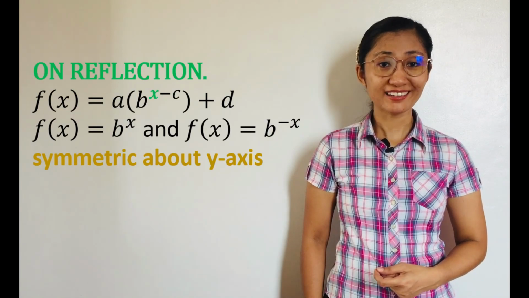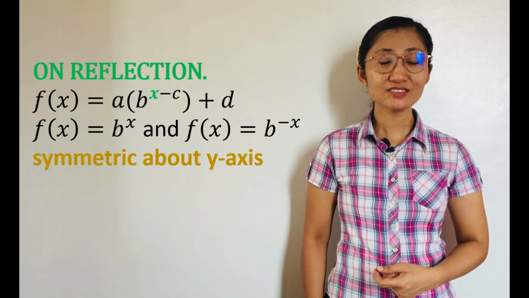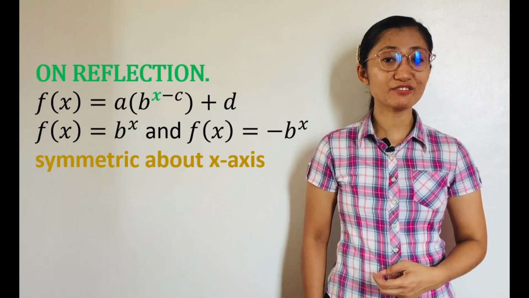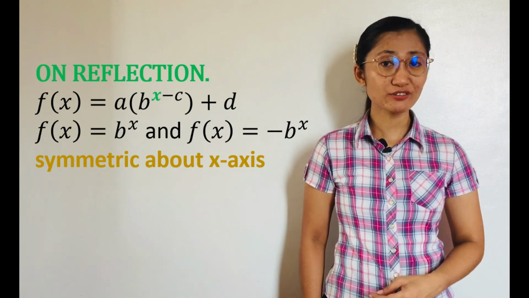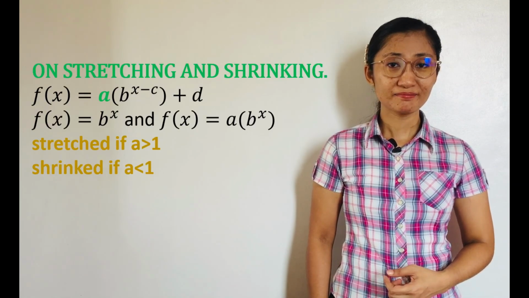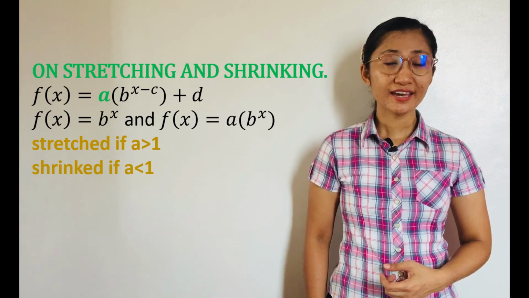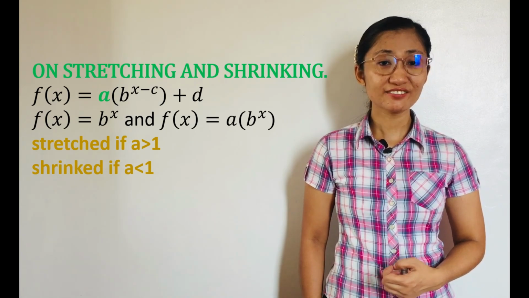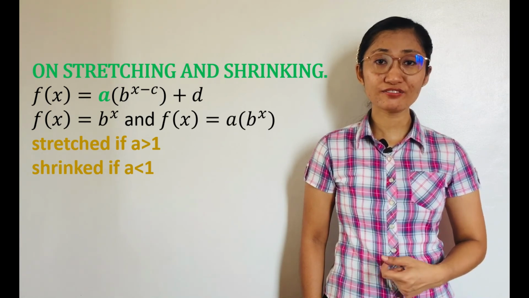This lesson is best learned not by memorization, but by understanding the concepts. So let's have a quick review. On reflection, the graph of f of x equals b to the negative x is the reflection of f of x equals b to the x about the y-axis. And the graph of f of x equals negative b to the x is the reflection of f of x equals b to the x about the x-axis. On stretching and shrinking, the graph of f of x equals a times b to the x is the stretched graph of f of x equals b to the x if a is greater than 1 and shrunk if a is less than 1.